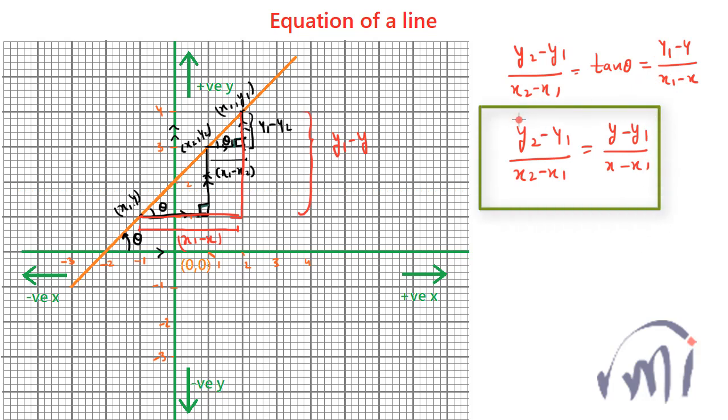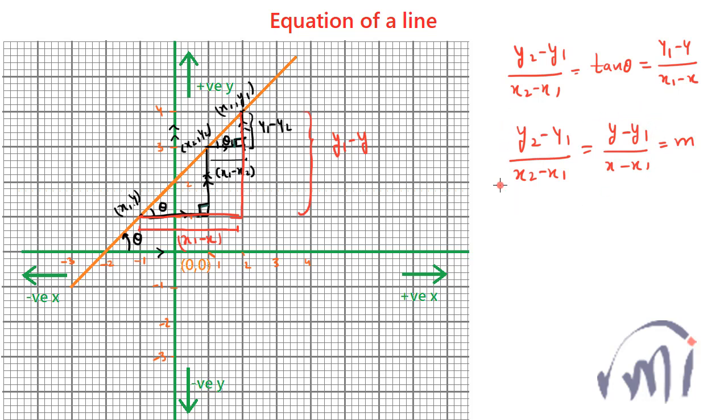So this is actually the equation of a line which is passing through 2 points x1 y1 and x2 y2, right? And this particular ratio, which is the same for any 2 points throughout the line, is called m, or it is referred to as the slope of the line. So this much is the equation for the line passing through 2 points, and this much is actually the equation of the line passing through 1 point.